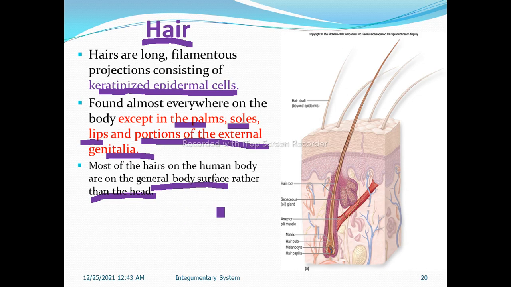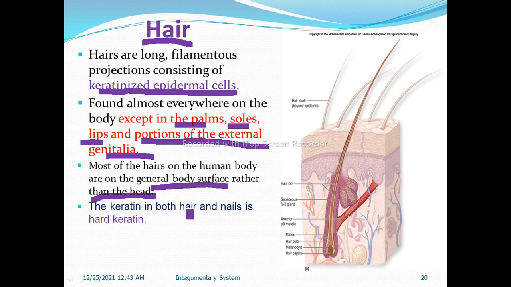Usually we see more hair on the head, but more hair is found on the general body rather than the head. This is what the slide says, or science says.